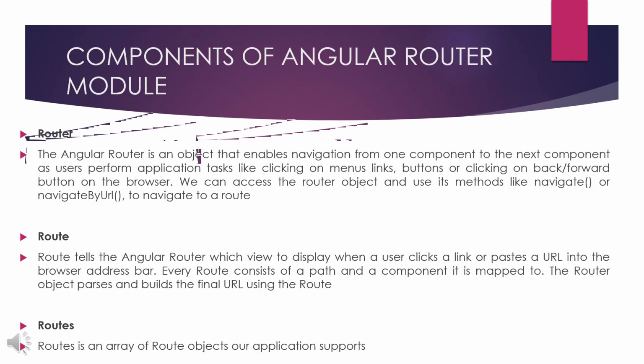The components of Angular router are listed here. I have given 9 things. The first one is Router. The router is an object that enables navigation from one component to the next component. Whenever we click from one component to the next, everything will be handled by the Angular router. A Route is the URL which we paste in the browser address bar, and it will be taken care of by the route. Routes is an array of route objects. All the links we are giving here will be handled by these routes only. Whenever we ask for the same component again, these routes will take care of that and give it to us quickly.